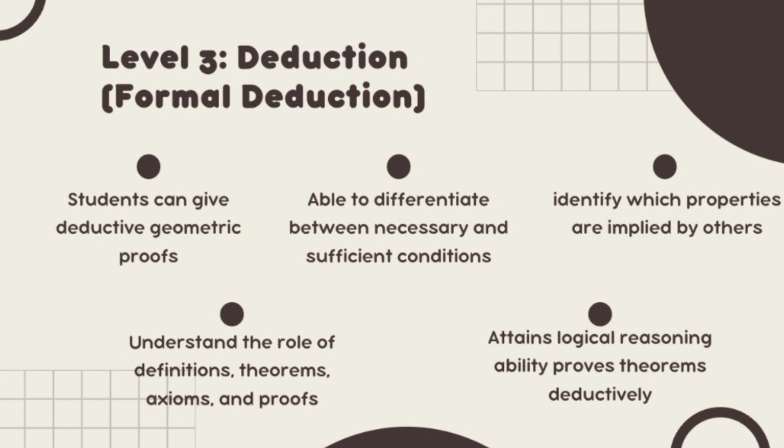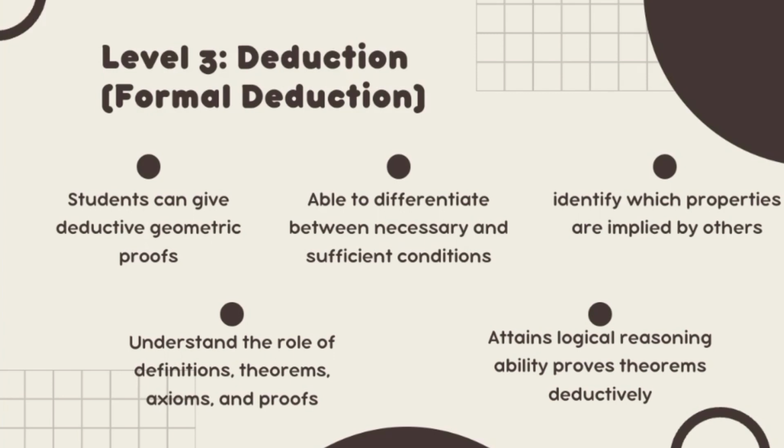Next is Level 3, Deduction. Students can give deductive geometric proofs, are able to differentiate between necessary and sufficient conditions, identify which properties are implied by others, understand the role of definitions, theorems, axioms, and proofs, attain logical reasoning ability, and prove theorems deductively. Moreover, students at this level understand the meaning of deduction.